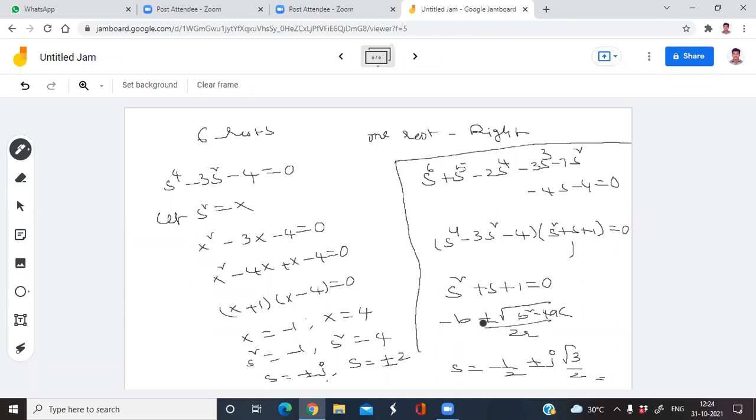Now look here. So finally, 6 roots: plus j, minus j, plus 2, minus 2, minus 1 by 2 plus j root 3 by 2, minus 1 by 2 minus j root 3 by 2. That's it. Is it clear?